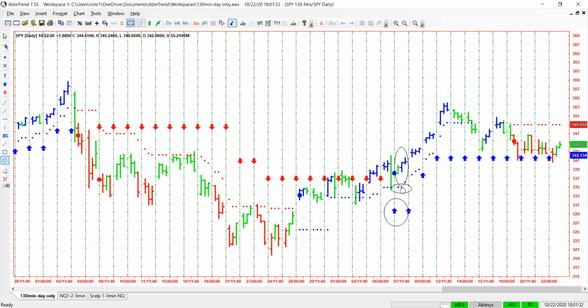We've got the 130-minute buy signal, the blue dot. We've got the daily buy signal, the blue arrow. And then we've got a blue price bar in the middle of the day. We get 3 bars per day. That's in between the black lines is each day.